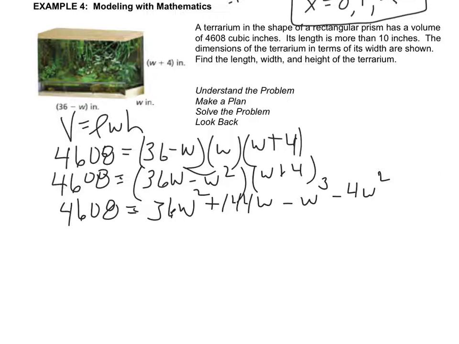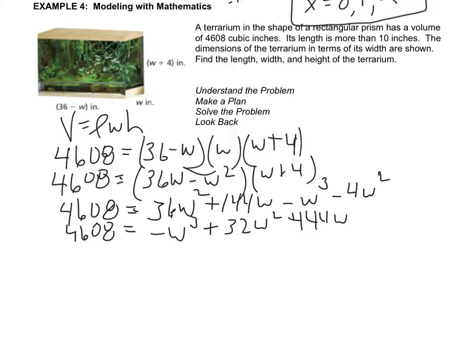So I probably want to rewrite this a little bit into standard form. So I'm going to subtract the w to the third. I do have some w squares to put together, so I now, after I subtract 36w squared and 4w squared, get 32w squared. I have the 144w, and we have this 4,608 on the other side.